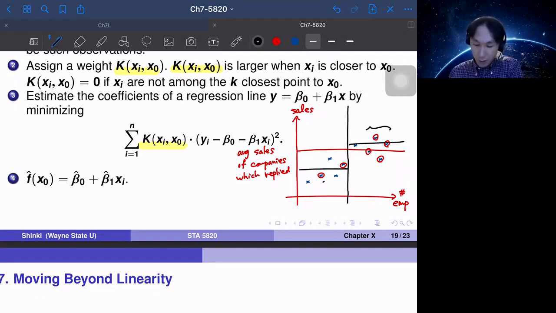So in this case, you probably have to fit a straight line to get more accurate sales. For example, if we think about the average number of employees, maybe this is the x naught, and we fit the straight line. Then even if we only have 6 observations, probably we can more accurately estimate the average sales of the entire 10 companies. So if you use a straight line for the local information, then we can estimate it more accurately.